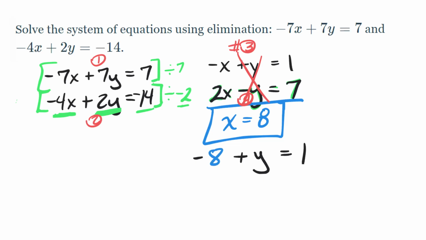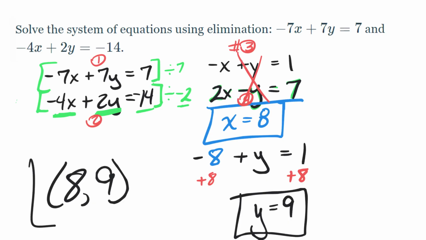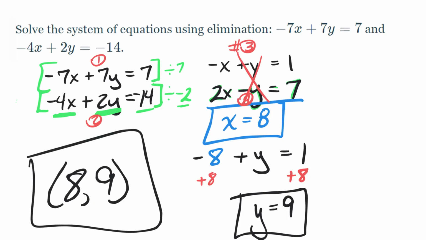So negative 8 plus y equals 1. So I'm going to add the 8 to the other side. And what I learn is y is equal to 9. Again, I don't have a solution here. I have all the parts to a solution, but I don't have a solution quite yet. The solution is going to be the ordered pair, and the ordered pair is x value 8, y value 9. So the solution is the ordered pair (8, 9).